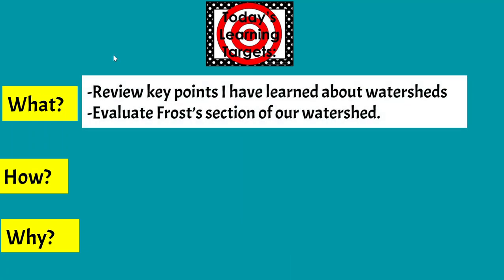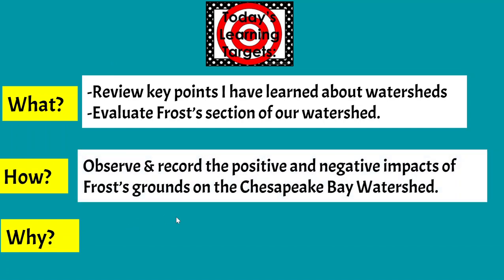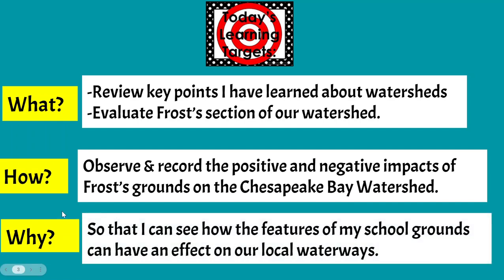We're going to review key points that we've learned about watersheds, and we're going to evaluate Frost's section of this Chesapeake Bay watershed system. How? We're going to do that by observing and recording positive and negative impacts of Frost's grounds on the Chesapeake Bay watershed. So we're going to walk around the campus and just make some notes of new vocabulary and make sure that we understand our impact on the Chesapeake Bay watershed. Why are we doing this? It's so that we can see how the features of our school grounds have an effect on local waterways and then, of course, the Chesapeake Bay watershed system.